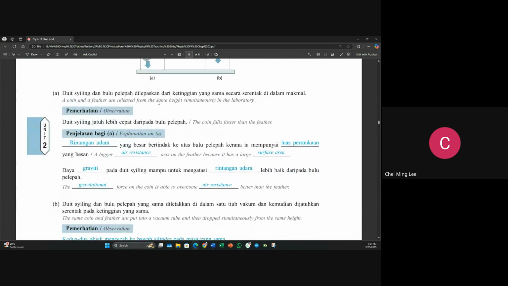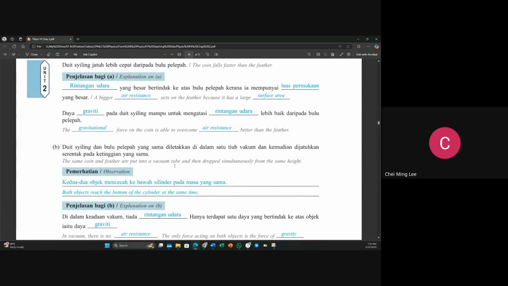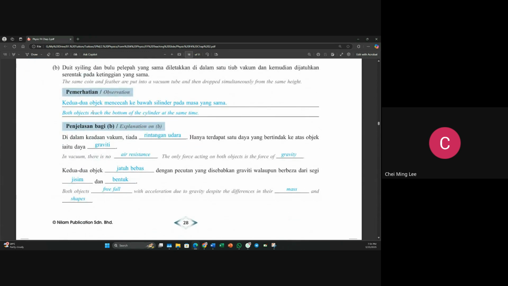Okay, understand that? So the same coin and feather are put into the vacuum tube and dropped simultaneously. This is the second one. You will find out that both reach the bottom of the cylinder at the same time. Because in vacuum, there's no air resistance. So the only force that acts on the object is gravity. Both objects free fall with acceleration due to gravity, regardless of their mass and shape. Because the only thing acting on the feather and coin now is gravity, and gravity is a constant value, 9.81 meters per second squared.